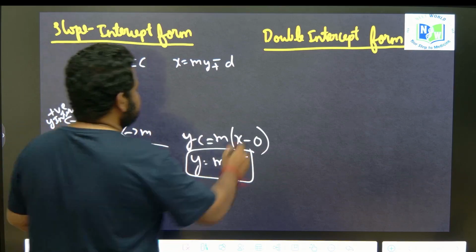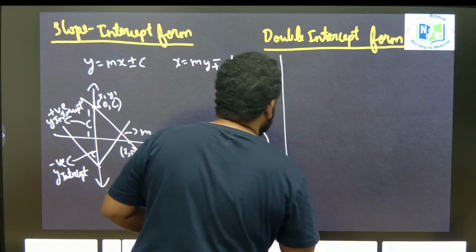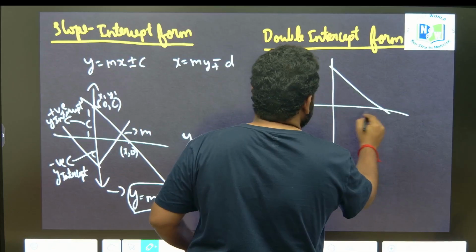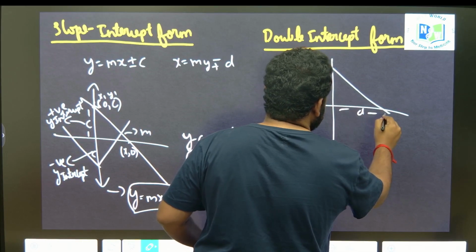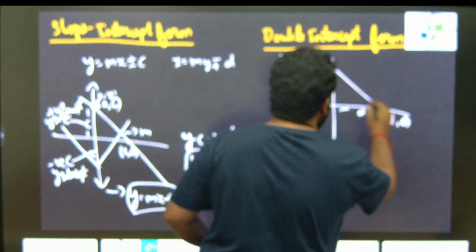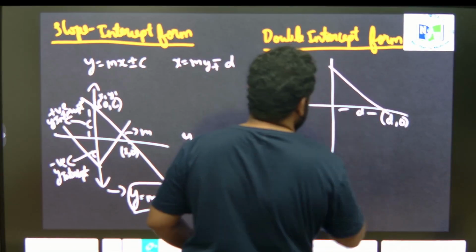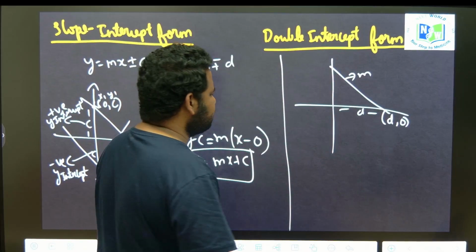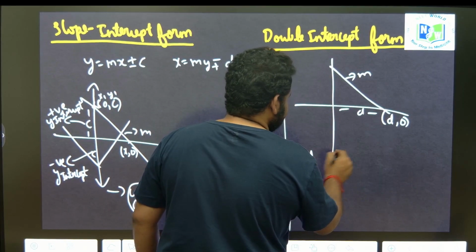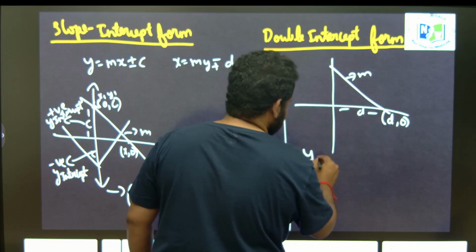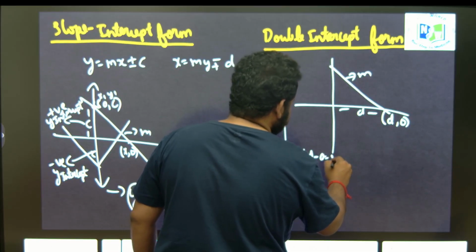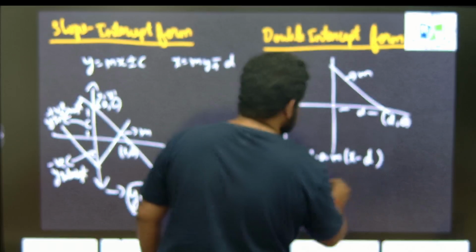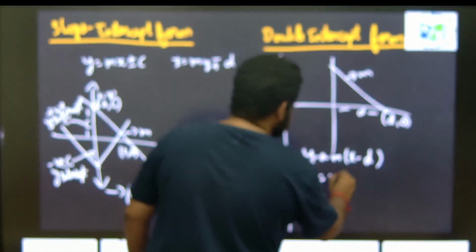Now one more form. See here, instead of y-intercept, if they have given x-intercept, let us take this same line. Let the length of this be d. So this will become d comma 0. Let the slope of this line be m. So the equation of the line is given by y minus y1, and y1 is 0 here, so y minus 0 is m times x minus x1. x minus x1 is x minus d. So this will become y is equal to m times x minus d.